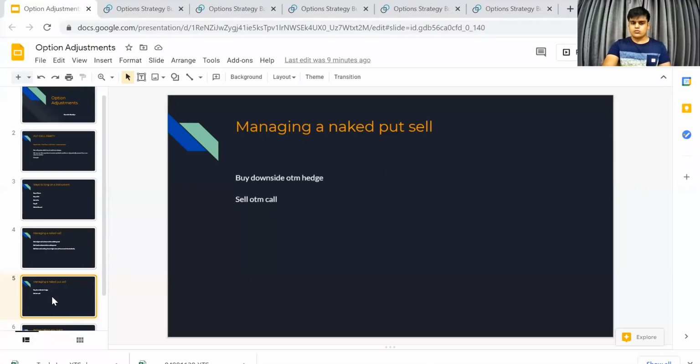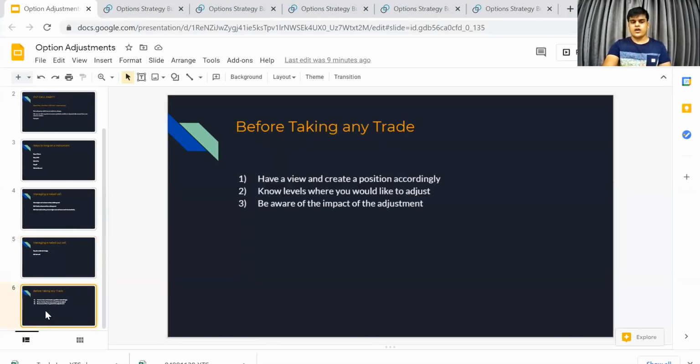But one thing to note is, don't focus much on adjustments. Do adjustments only when they are necessary. Sometimes you can take a loss also and exit if you're not comfortable with adjustments. So have a view and create position accordingly. Know the levels where you would like to adjust.